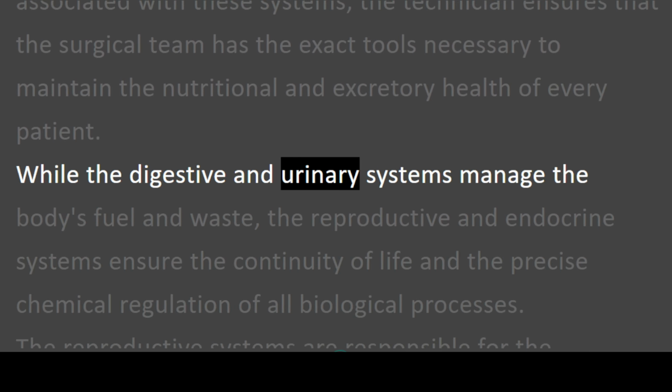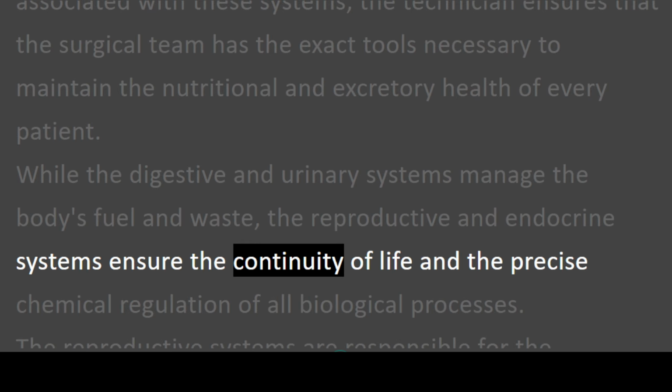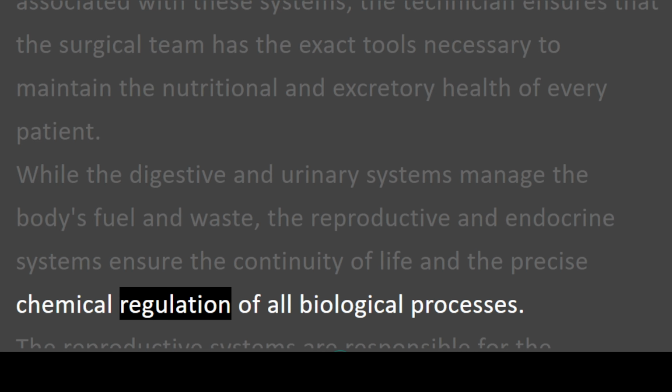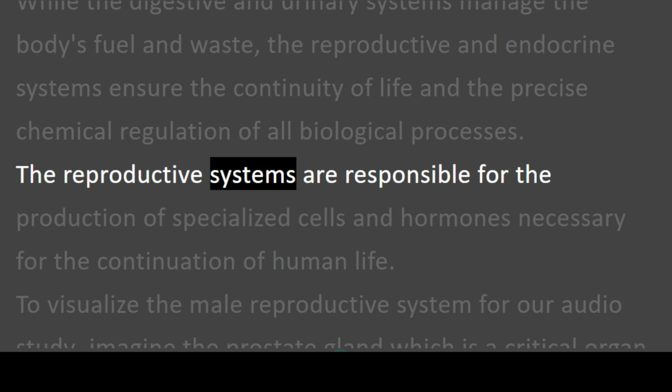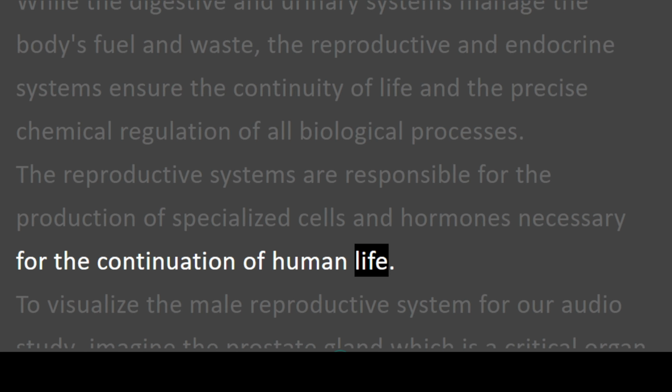While the digestive and urinary systems manage the body's fuel and waste, the reproductive and endocrine systems ensure the continuity of life and the precise chemical regulation of all biological processes. The reproductive systems are responsible for the production of specialized cells and hormones necessary for the continuation of human life.